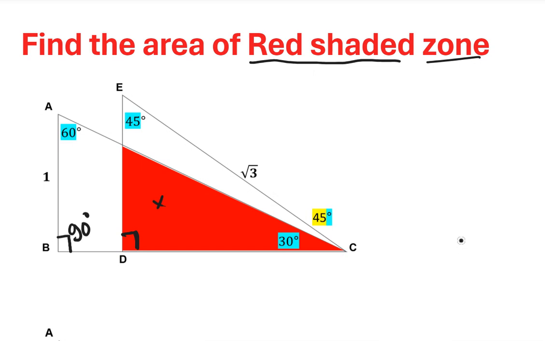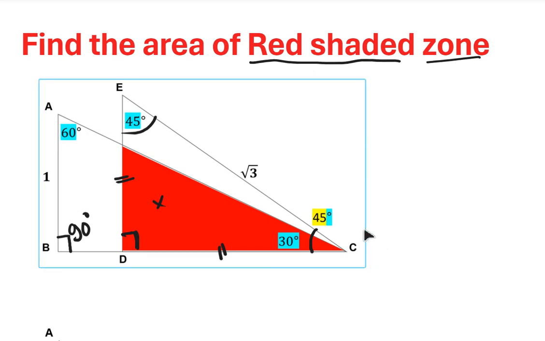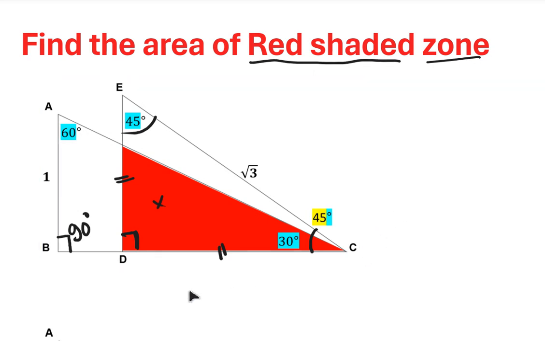And here E and C, both this angle is 45 degrees. So this one and this one is equal. It is actually an isosceles triangle. Let's move to solve this problem step by step.